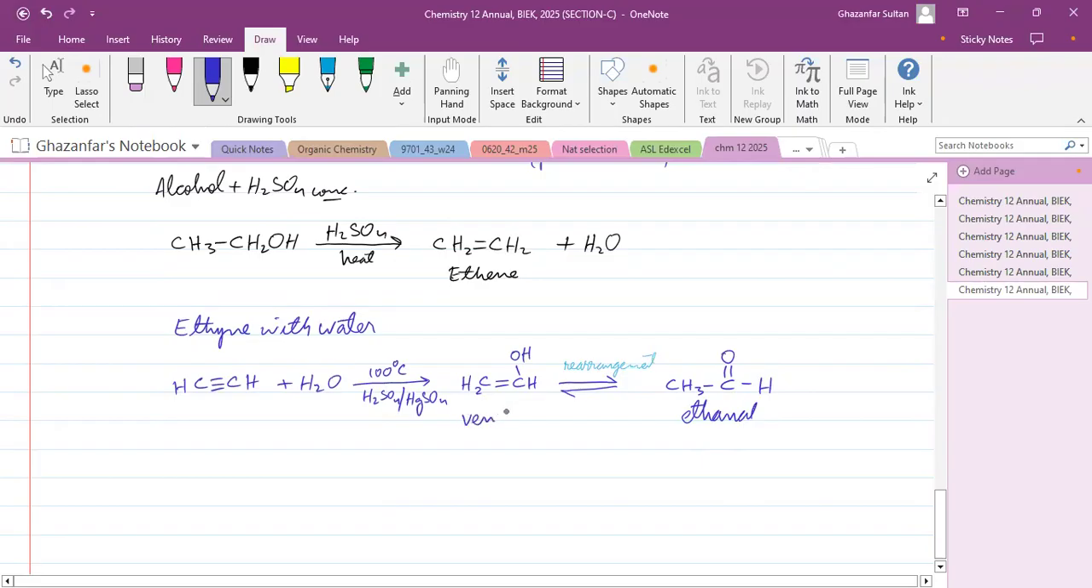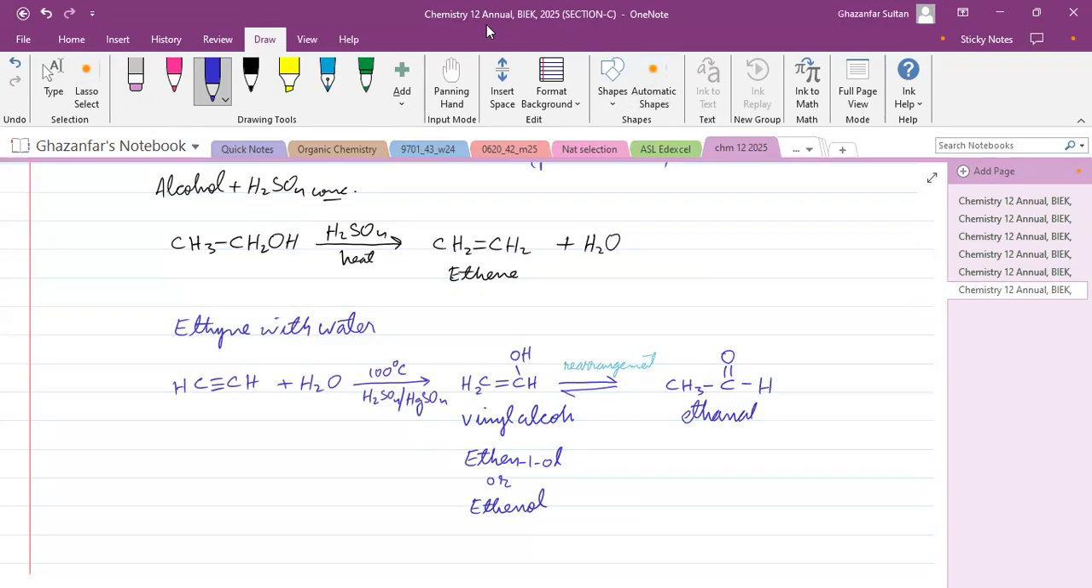This is vinyl alcohol. And the IUPAC name of this vinyl alcohol is ethene-1-ol, or simply ethenol, because understand that wherever OH is there, that would be the number one carbon. So you can also write just ethenol. Okay, so that's all for this question.